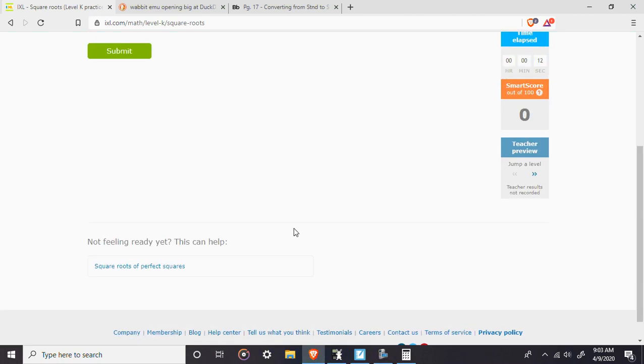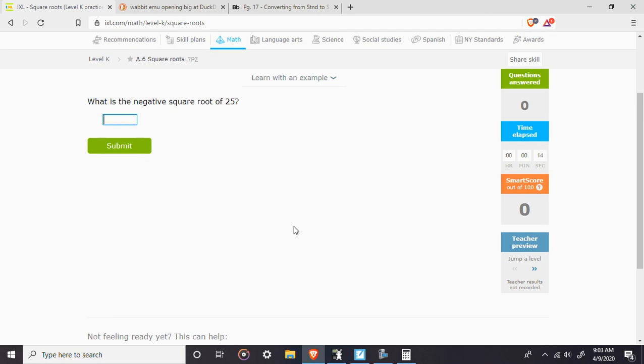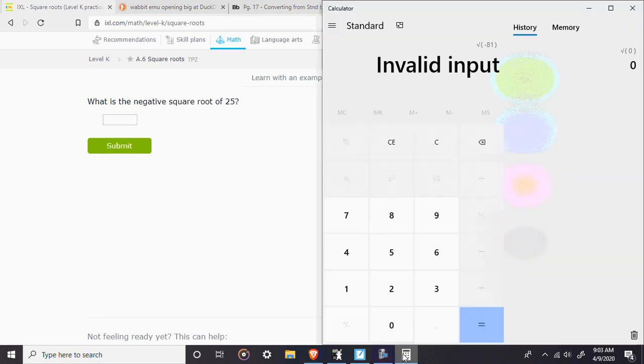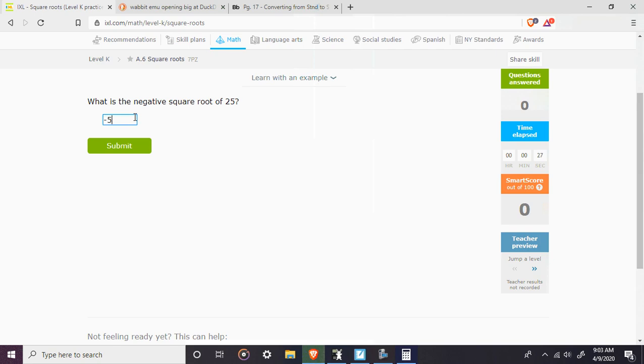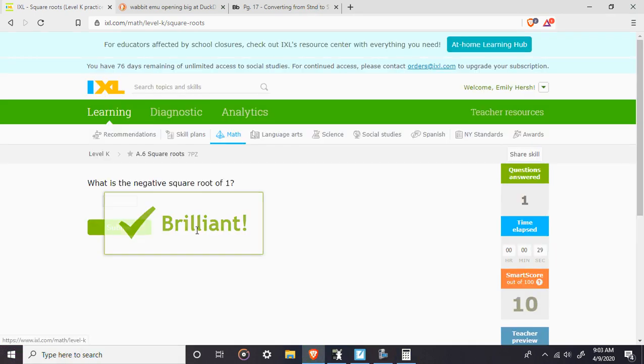So these are the types of questions they're going to ask you today. I'll go through a bunch of them. This is, what's the negative square root of 25? Well, you go to your calculator, you say 25, you say square root, and the square root of 25 is 5. They want the negative version, though, so all you're going to say is negative 5, and you're going to press yes, and it's going to tell you you are brilliant.